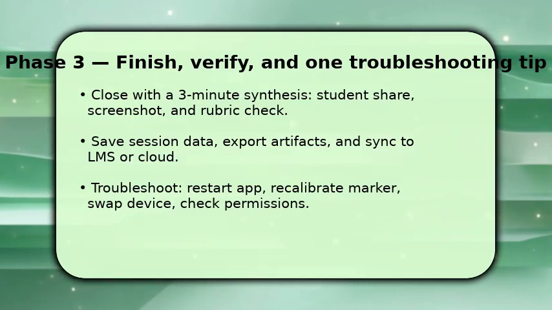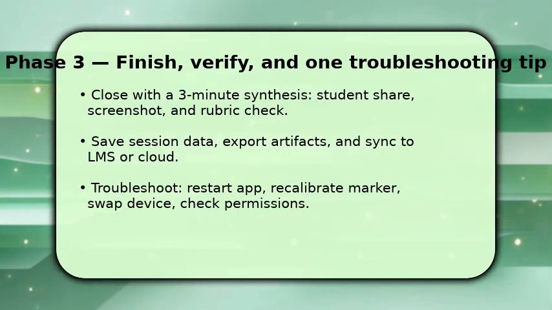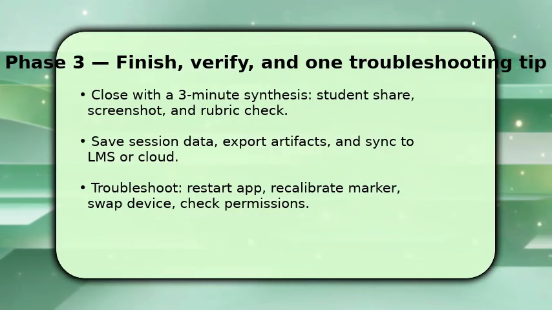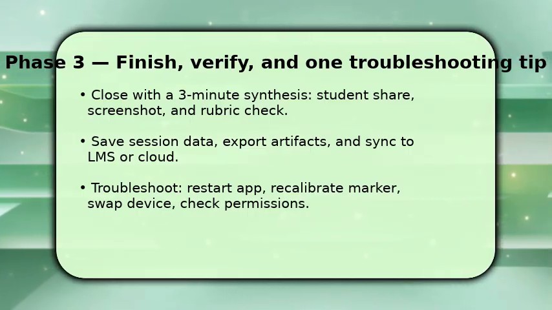If things go wrong, start with simple fixes: restart the app, recalibrate or reposition the marker, swap to a known good device, and verify camera permissions. If persistent, collect error details, then update the app or contact support while continuing a low-tech backup activity.